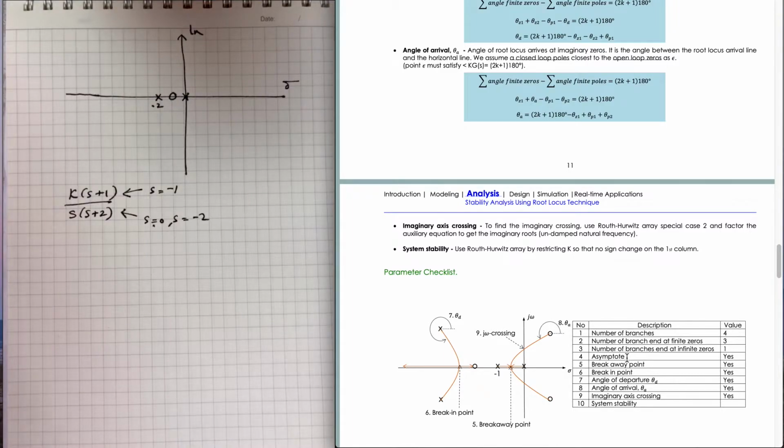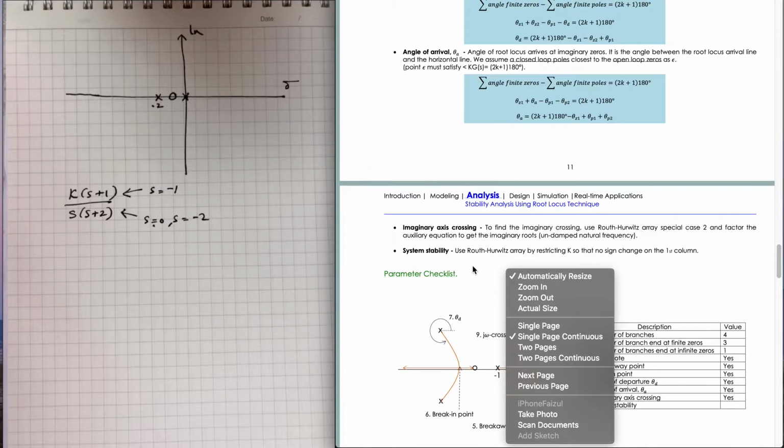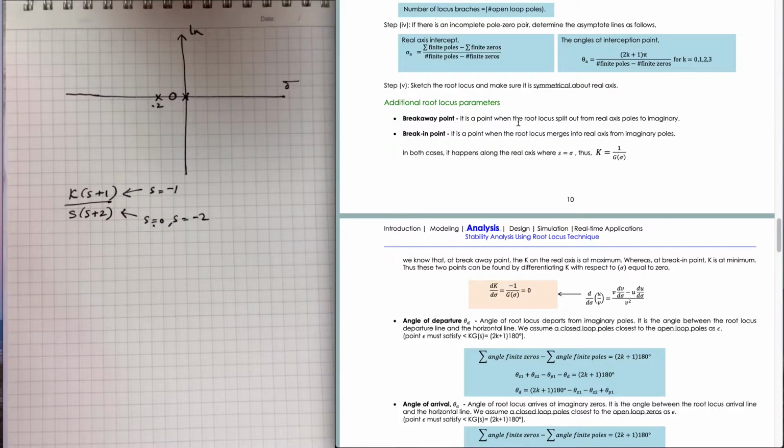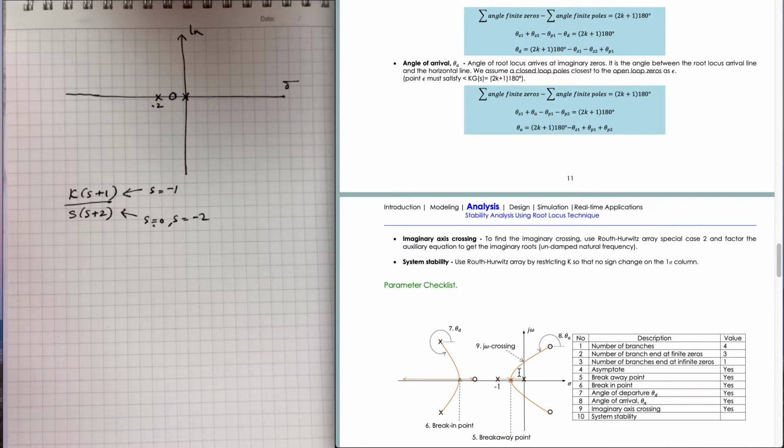Do we need an asymptote? Yes, because if we have infinite zeros, we need to have an asymptote, because we don't know where it's going. The breakaway point is the point where this line will break away from the real axis. You can go check and see this one. The breakaway point is a point where the root locus splits out from the real axis poles to imaginary. So this is the breakaway point. There are two breakaway points, and this is the break-in point.